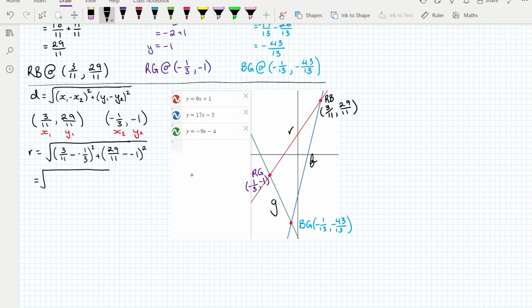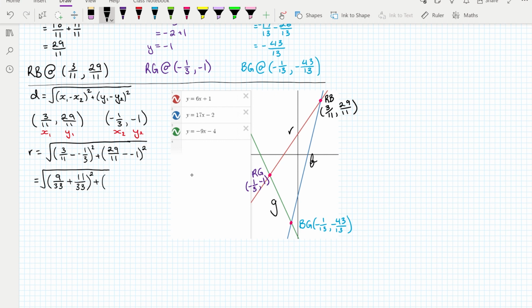So 3 over 11 minus negative 1 over 3. If we're doing this by hand as much as we can, which is always a good idea, I'm going to multiply the first fraction by 3 and the second fraction by 11 to get the denominators to be the same. So 3 over 11 times 3 is going to become 9 over 33. Negative negative here means that we're going to end up with a plus. And multiplying the second one by 11, we're going to get 11 over 33. And that is going to be squared.